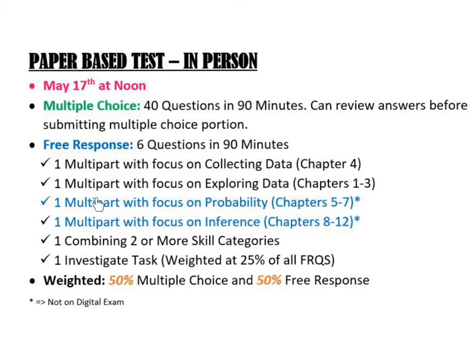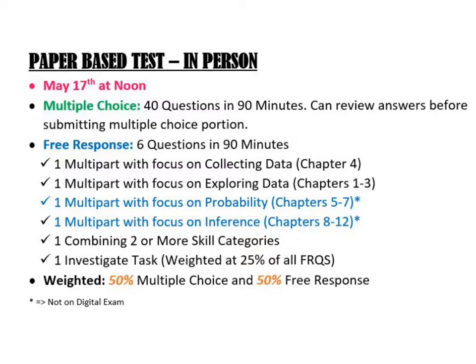Now, the paper-based test has these 2 free responses that the other one will not. It's a multi-part question on probabilities, which is chapters 5 through 7. Then another multi-part question on inference, which is chapters 8 through 12. Then you're also going to have 1 more free response that combines 2 or more skill categories, which is a very broad question. I'm not sure what that entails.